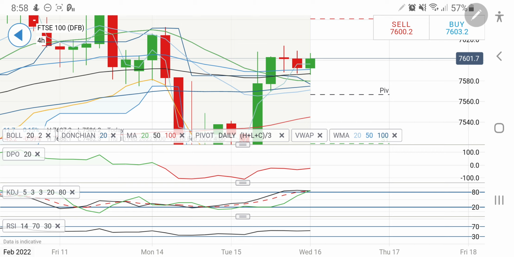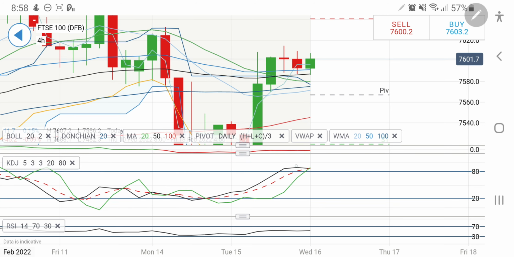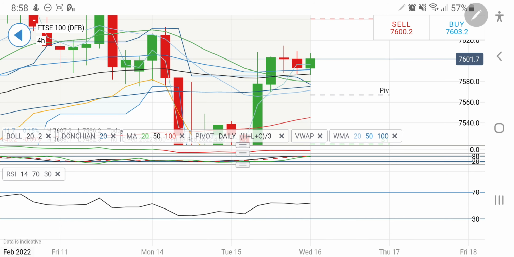So as long as it remains below 7620, you can expect it to drop. Specifically, 7590 and 7600 are good levels to go short. I will probably recommend going short at 7590. But let's have a further look. Stochastic is overbought on the 4-hour charts.